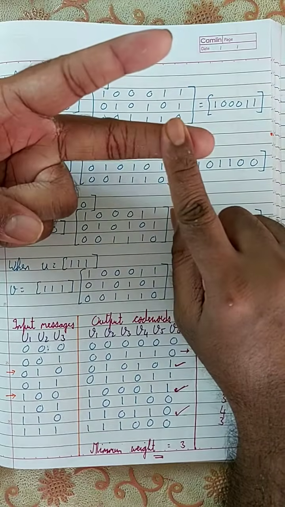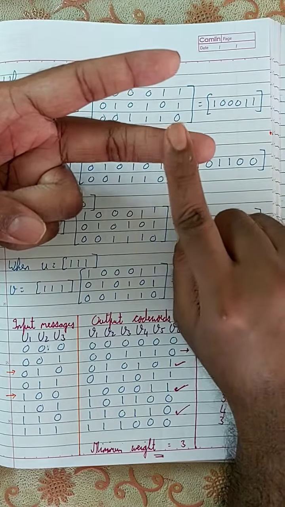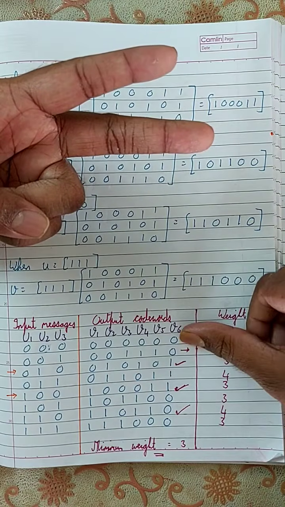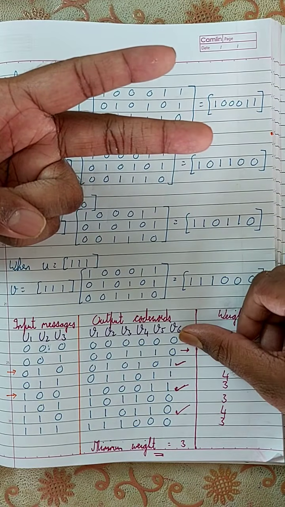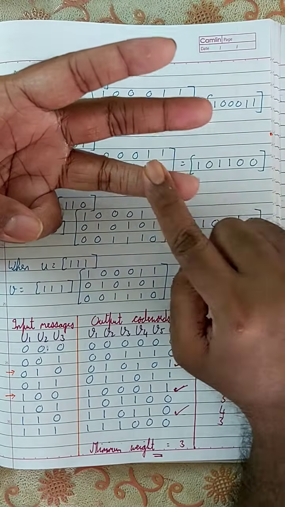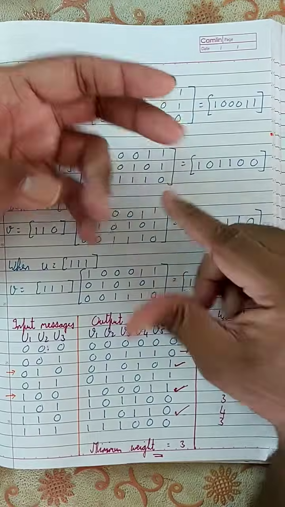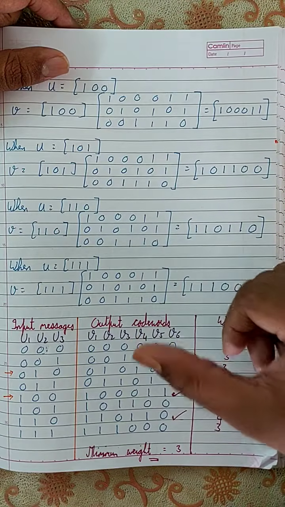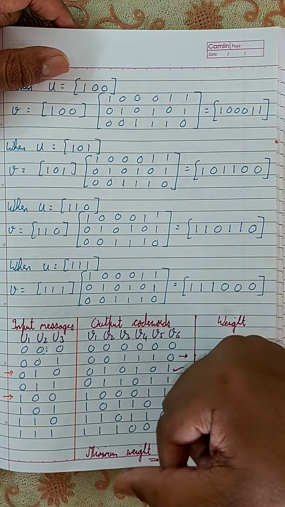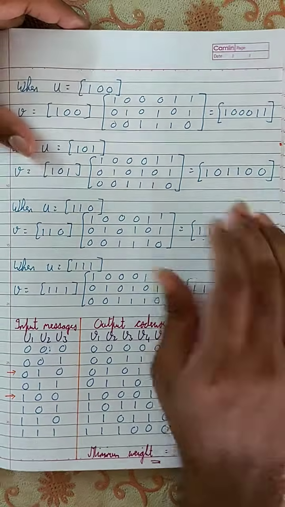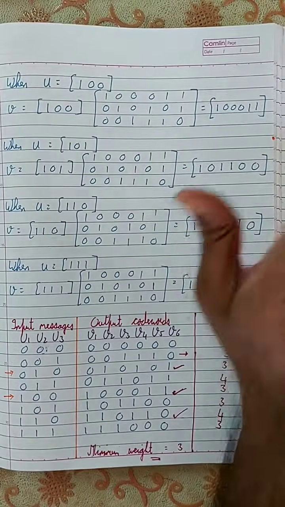The second property is that the all-zero code word, 0, 0, 0, 0, 0, should also be one of the code words of an (n,k) linear block code. The third interesting property is that if you look at the generator matrix, each row of the generator matrix is also one of the code words of the (n,k) linear block code. So these are the basic important properties of this block code.